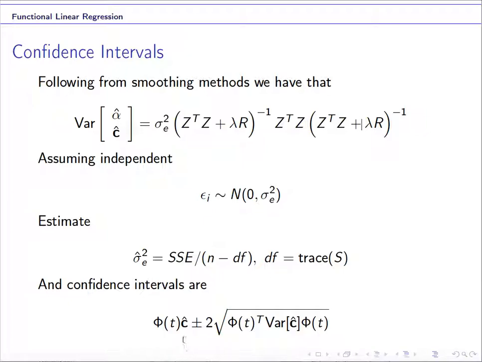So we are also able to calculate the confidence interval for beta of t by plus or minus 2 times the square root of the pointwise variance of beta of t. The pointwise variance of beta of t will be like this, because beta of t equals phi t transpose times c.